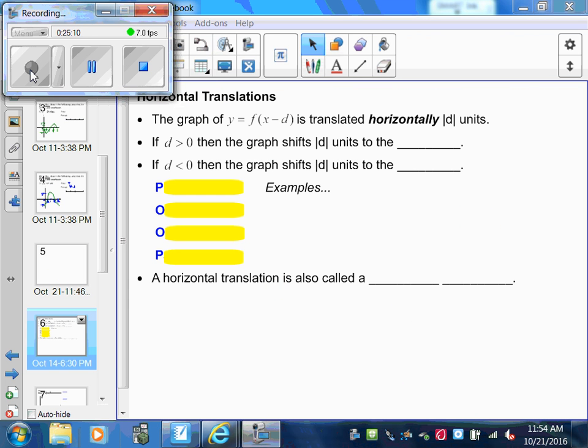Looking at a shift of the mother functions of sine and cosine.